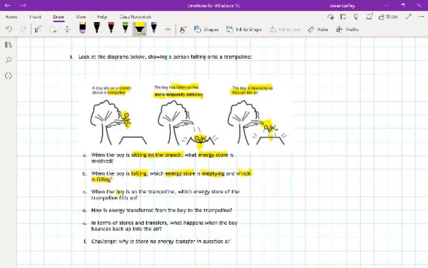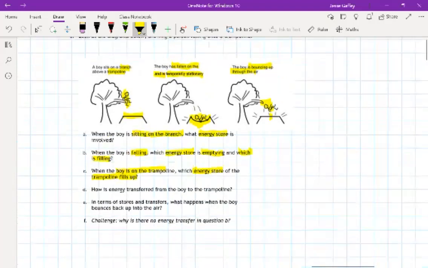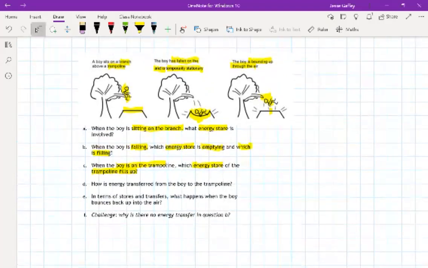When the boy is on the trampoline, which energy store of the trampoline fills up? So as you can see, the trampoline bends downwards like this. It does this because it's got loads of springs. It doesn't snap, it bends downwards, it stretches. So we say its elastic store has gained energy. So energy has entered the elastic store of the trampoline. It has stretched.